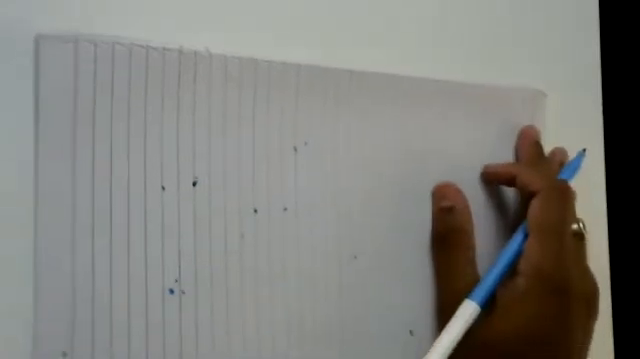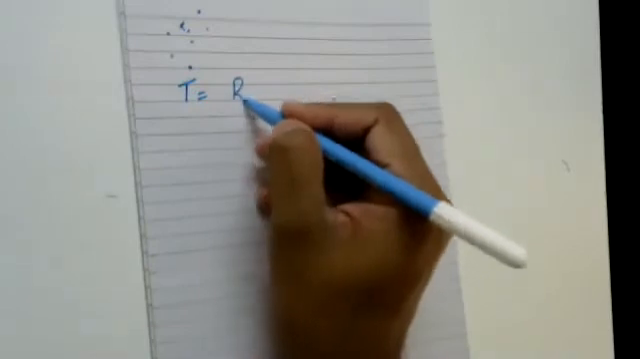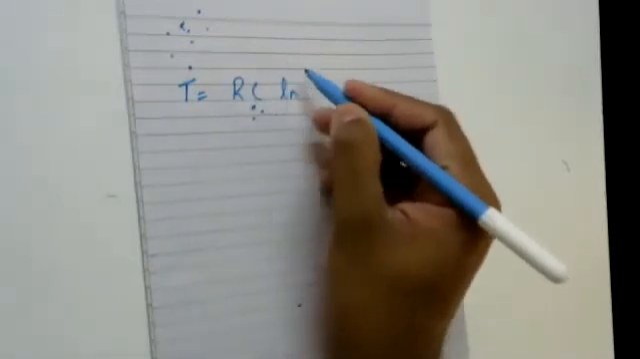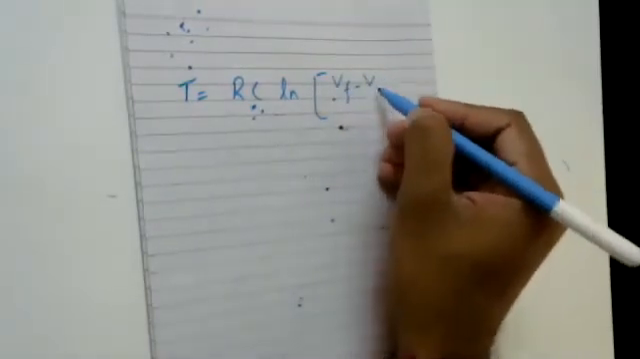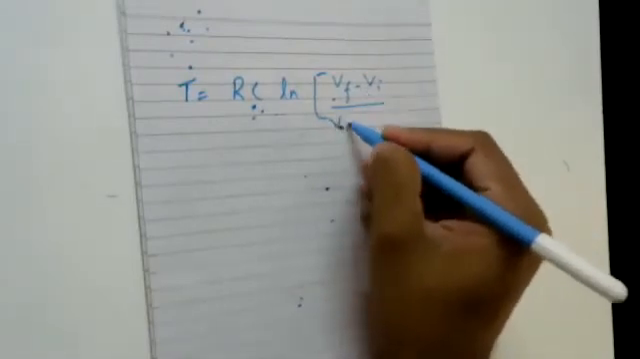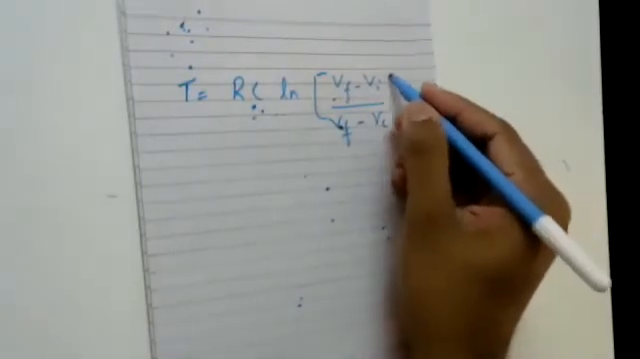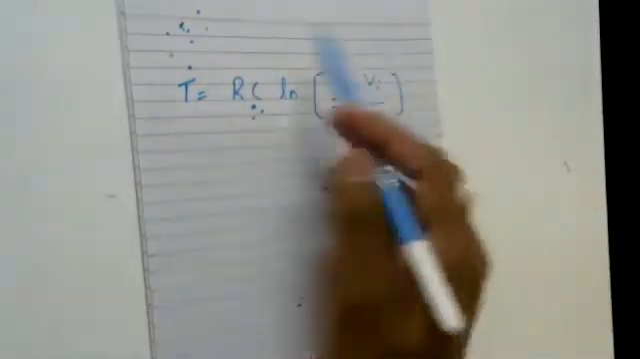In order to evaluate the expression for charging time or discharging time, one should be familiar with the time constant equation. The equation is given by T equals R into C ln, the natural log, of final voltage minus initial voltage divided by final voltage minus the voltage across the capacitor. So this is the equation.